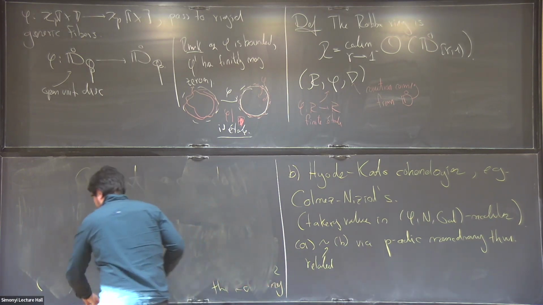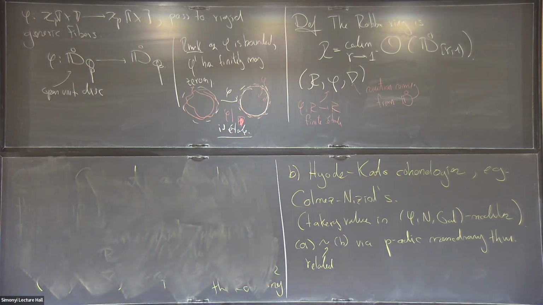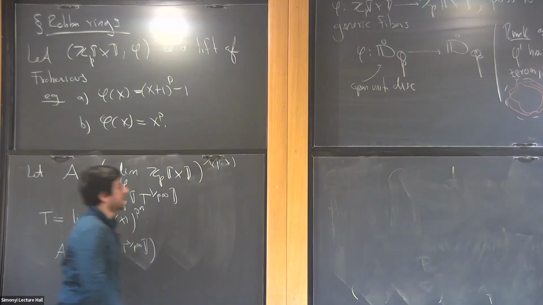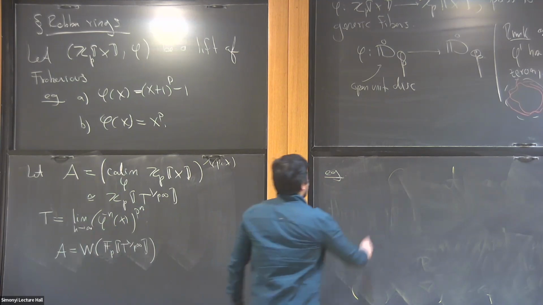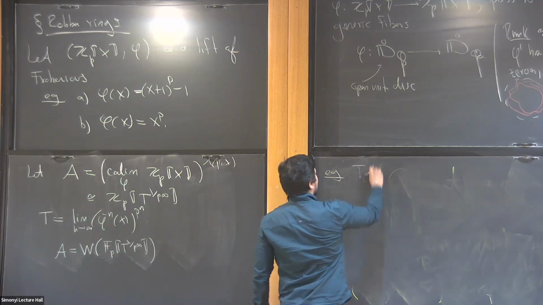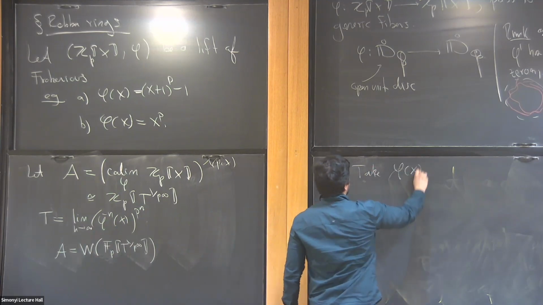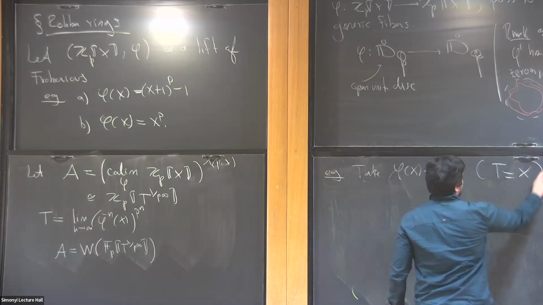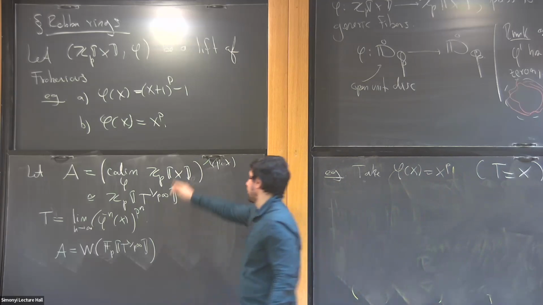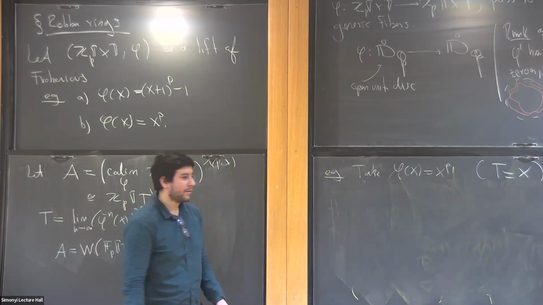Maybe let's use the second set of coordinates. So maybe just an example with this. Just take the Frobenius of x to be x to the p. So in this case, the variable t and the variable x are just the same. So you look at this formula, it's already that.